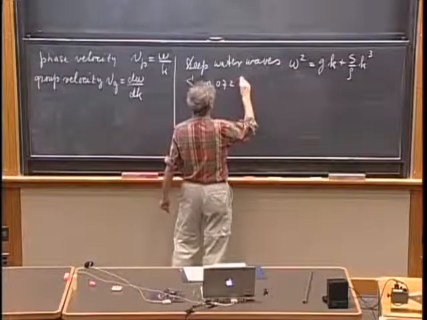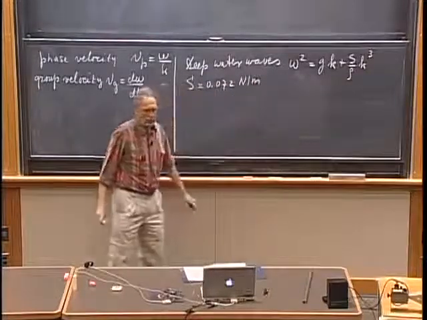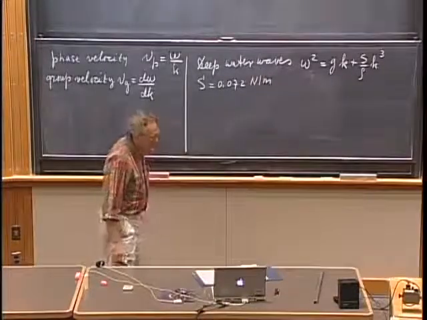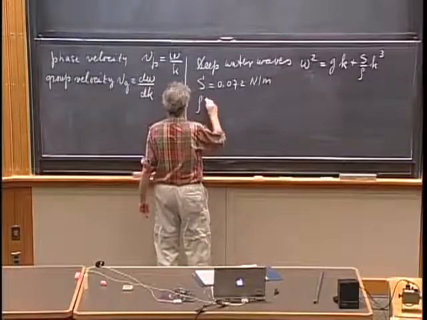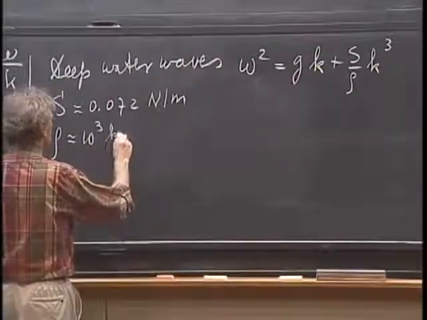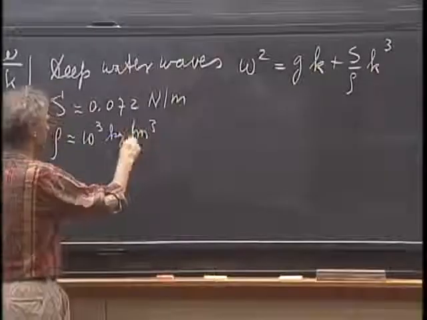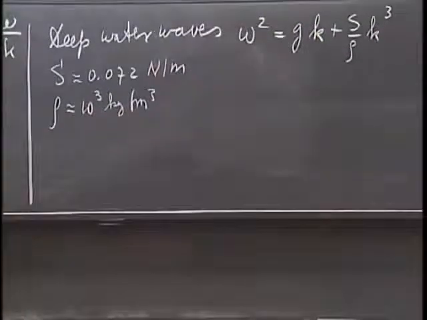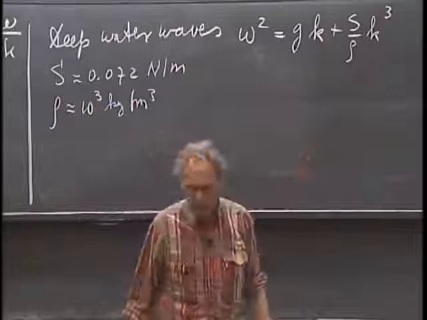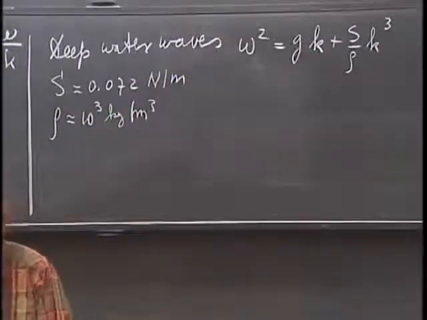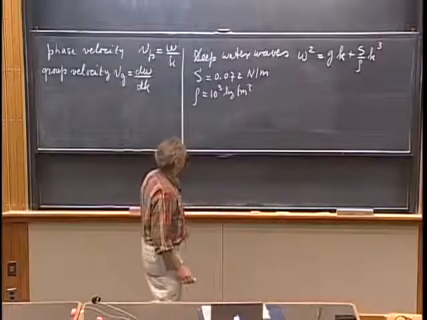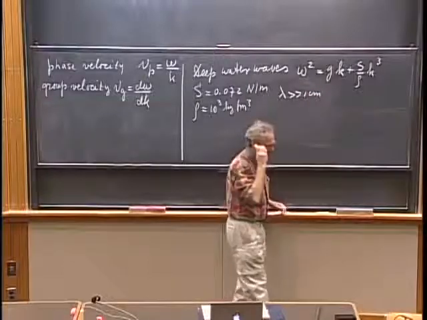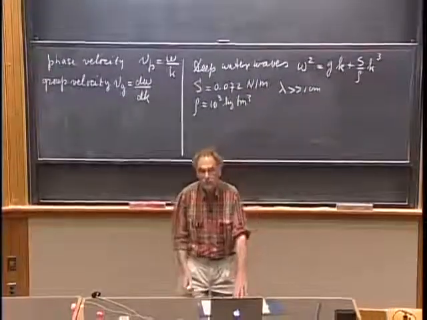0.072 newtons per meter. I don't know whether you've dealt with surface tension in 801, but if not, you just can accept this S. And the density of water, rho, is about 1,000 kilograms per cubic meter. That, of course, is a little different for seawater, but that's a nice number to use. Now, this S term is only important for very short wavelength. If you take the case that lambda is much, much larger than 1 centimeter, then I can show you that the S term is unimportant.